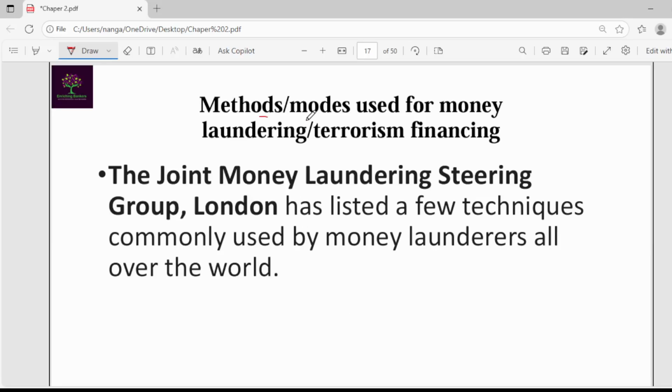Methods or modes used for money laundering or terrorism financing. The Joint Money Laundering Steering Group London has listed a few techniques commonly used by money launderers all over the world. So this group has given a list of techniques used by money launderers.